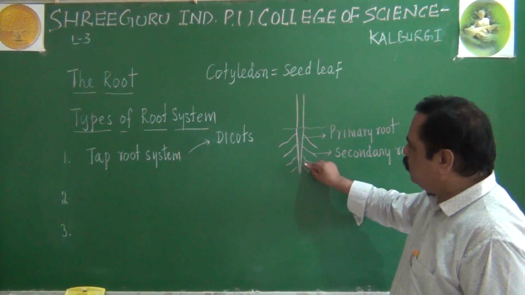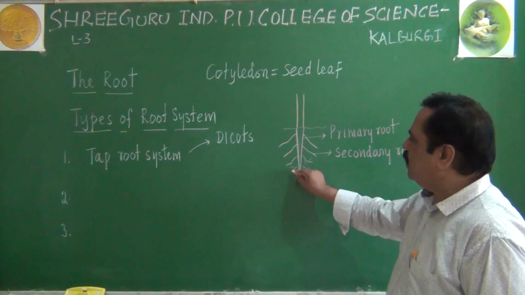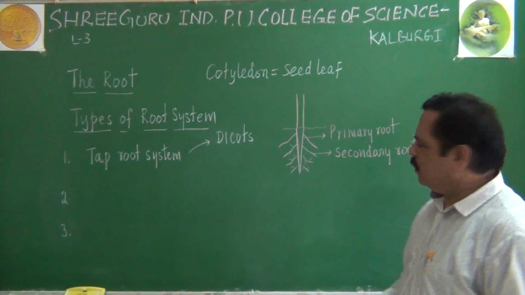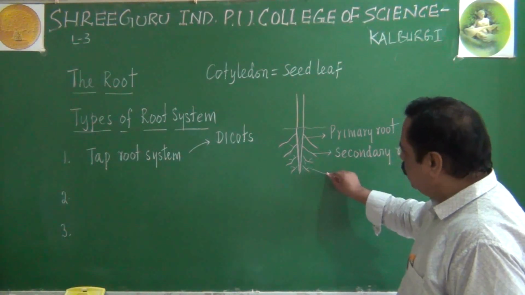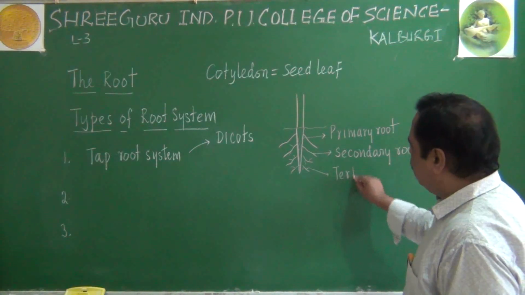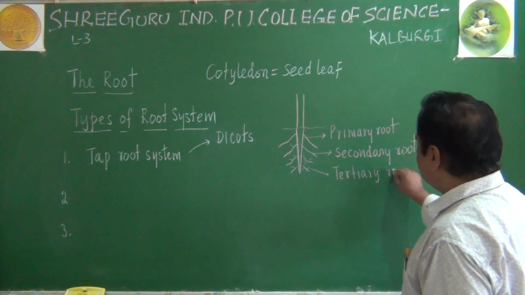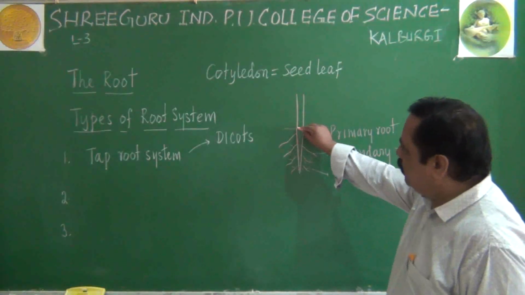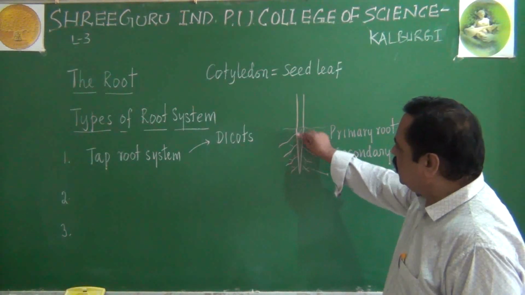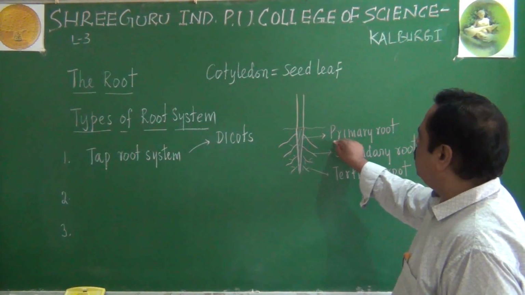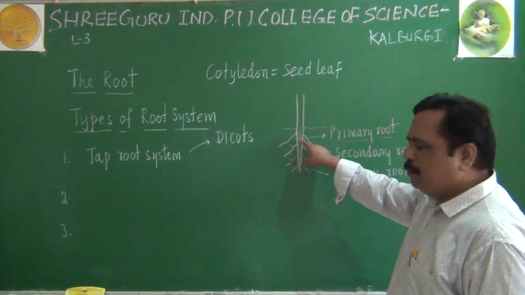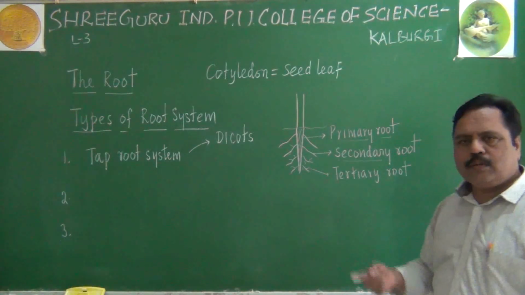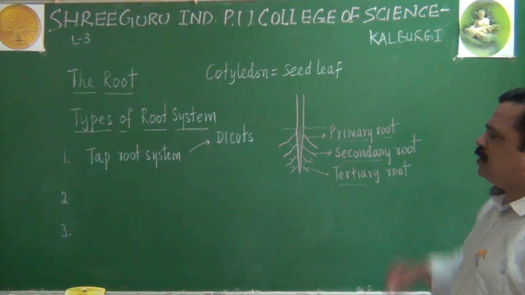Secondary roots may further produce some more minute branches, again in order to get efficient absorption of water and minerals. Those branches of the secondary roots are called tertiary roots. So remember students, the main extension of the stem below the soil is called the primary root. The primary root will produce further branches, called secondary roots. Secondary roots will produce further branches, called tertiary roots.